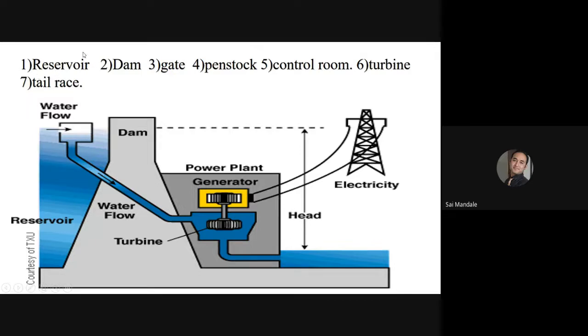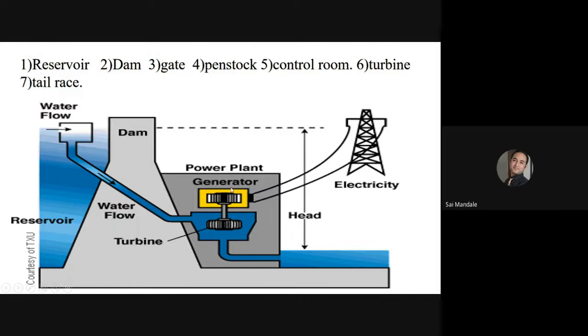So this is the reservoir. The dam is there, and the dam is important. The sluice gate is not shown over here, but in the next layout there is a gate. This is the penstock. Then the control room is where the electricity generation is controlled. The turbine, it is a vertical axis turbine, and the tail race.